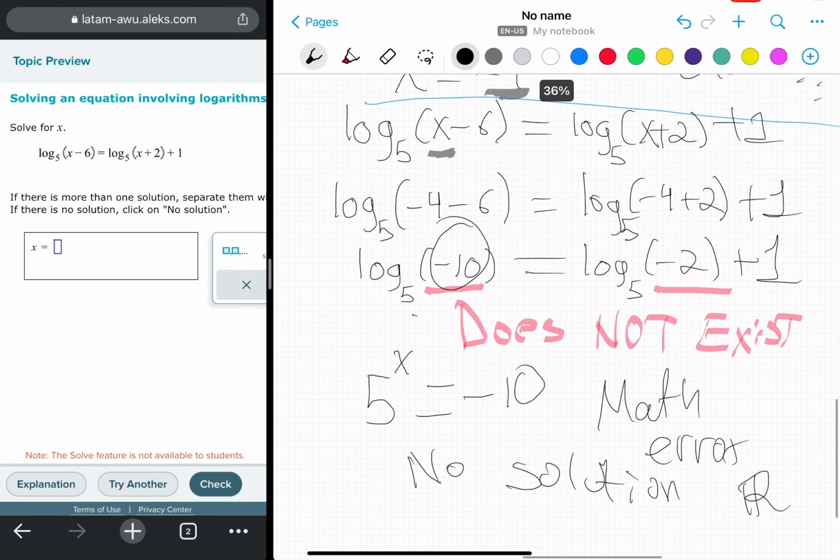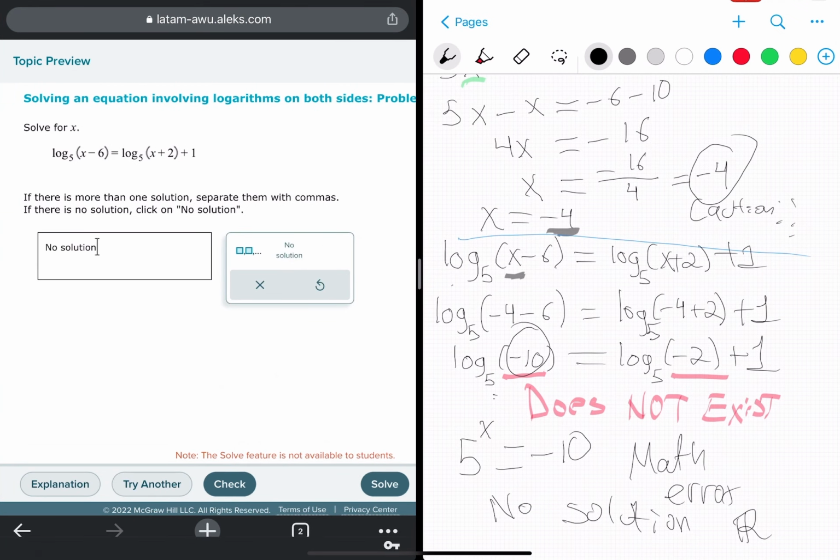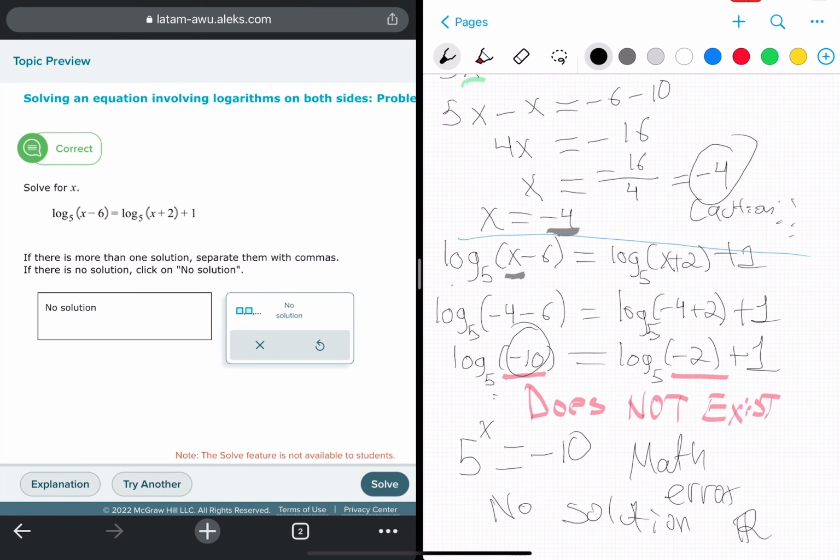So when you're doing this exercise, be very careful. Before you write here a minus 4, verify that it is not giving you a negative logarithm. Because if that happens, well, you will choose no solution. We check. Yeah, that's correct. There's no solution to negative logarithms.